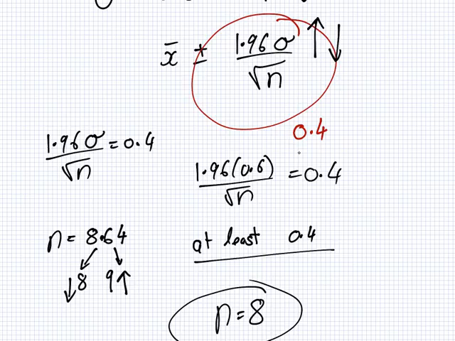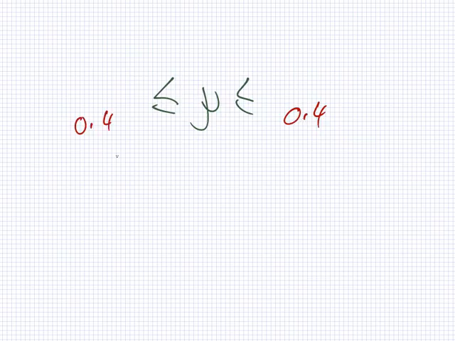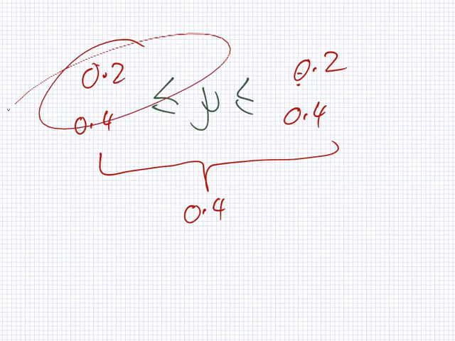Find the maximum value of n if the confidence interval is to be at least 0.4 kilograms wide. 0.4 kilograms wide. Look, that's my mistake. I misunderstood, I thought it was 0.4. But he was saying that the total width is 0.4. So how much is each side? 0.2. Do you understand what my mistake was?